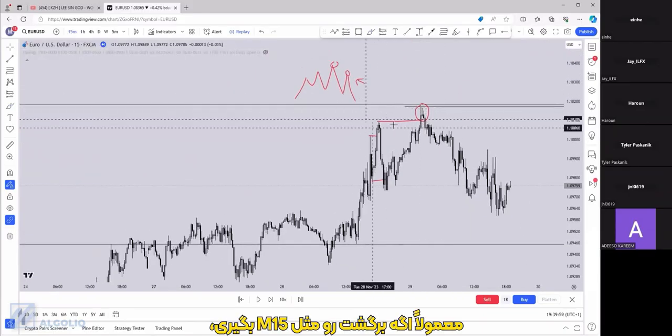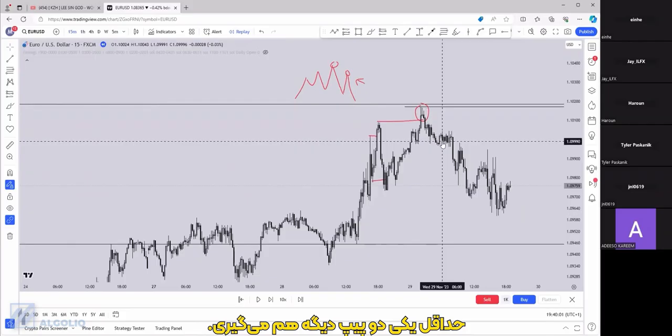Usually if you catch reversal MSUs on M15, you're going to catch like 100 pips at least. So what is 3 or 4 pips?